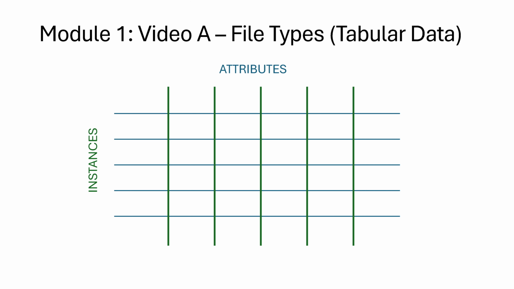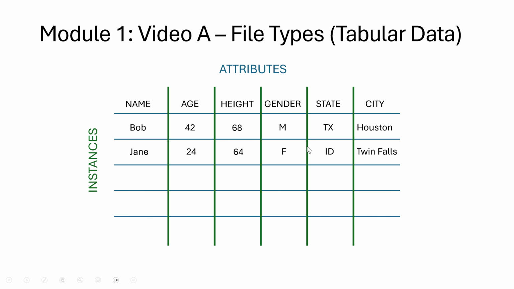For example, if I was collecting data about some people, I'm looking at their name, their age, their height, gender, state and city of residence. These would all go across as my columns. And then as I add data in, I'll be adding rows. So I add a row for Bob, then I come down and I add a row for Jane. Generally, as we're collecting data, we won't be adding and subtracting columns. Columns are going to be pretty set, but we will add instances.